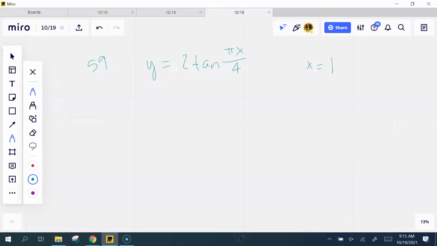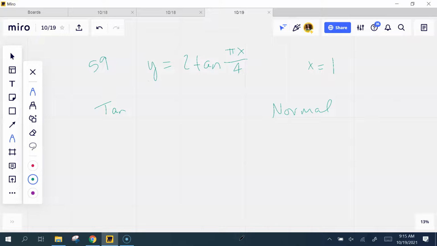Find the lines that are tangent and normal to the curve at the point x equals 1. First again? Tangent, minus the derivative, we know that. Normal. Okay. That's it? Normal is the opposite. Right.